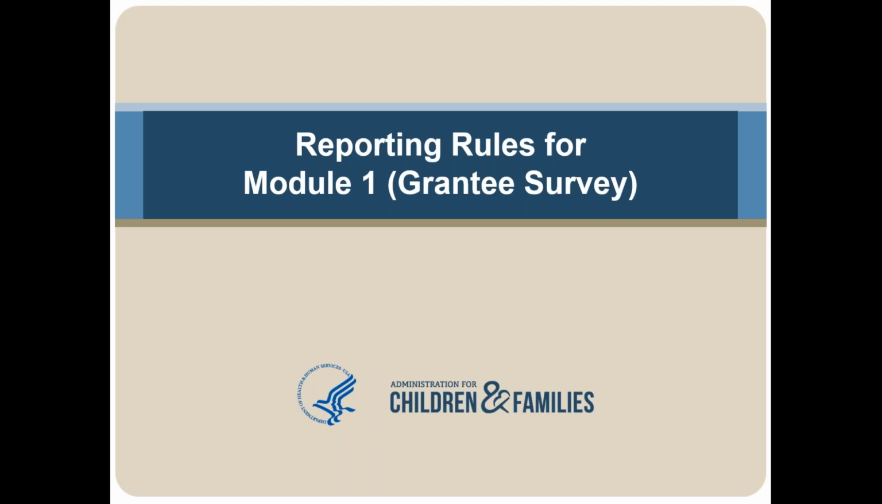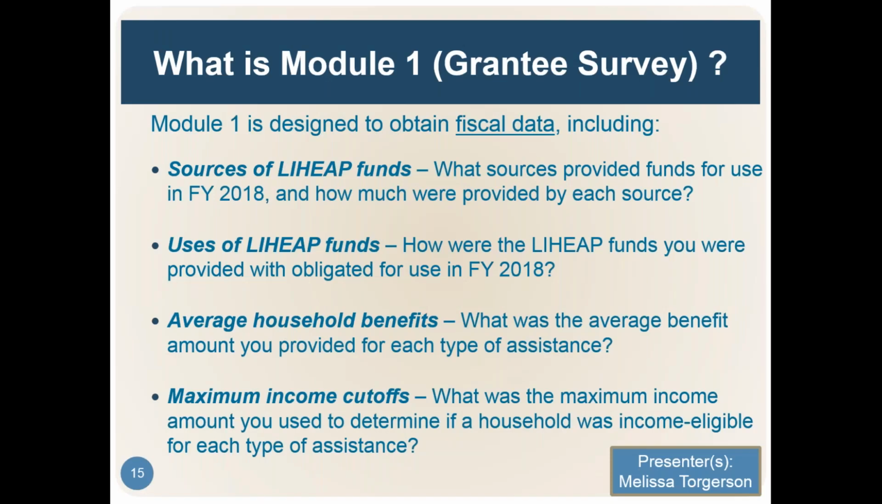Now we're going to go over some reporting rules for the Grantee Survey. Okay, so Module 1, the Grantee Survey, is designed to obtain fiscal data. So some of you are going to be working with your fiscal staff to do this. And it's really a lot like, I say this every year, a little bit like a checkbook. You're looking at the money that's coming into your program during FY 2018. So what is all the money that you got from OCS to administer LIHEAP in 2018?